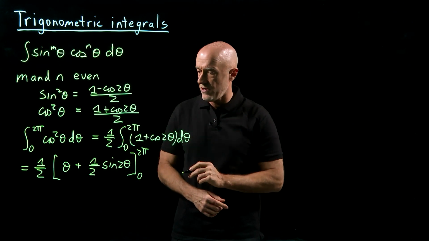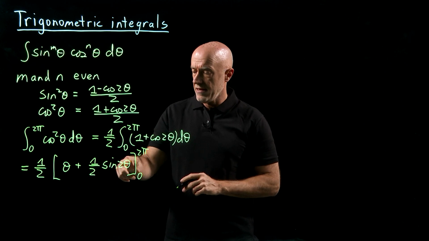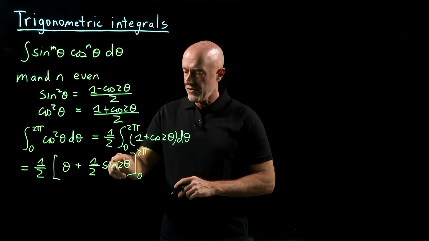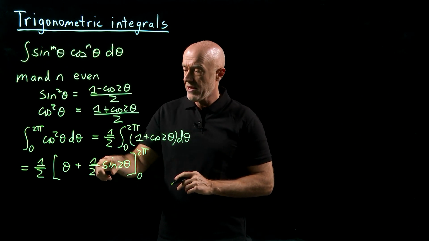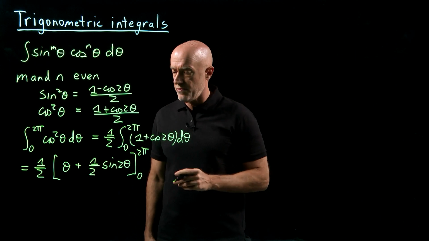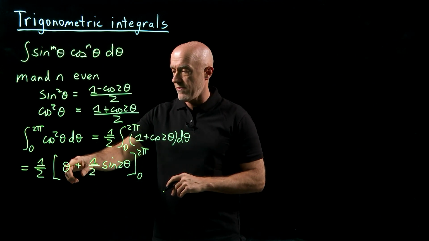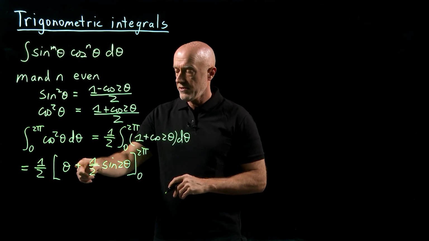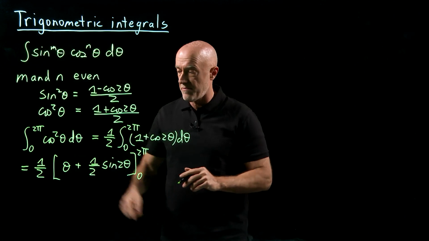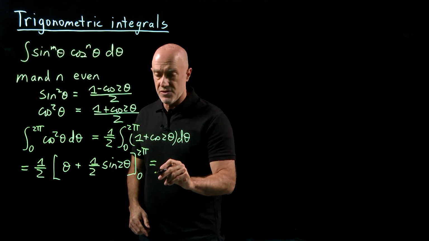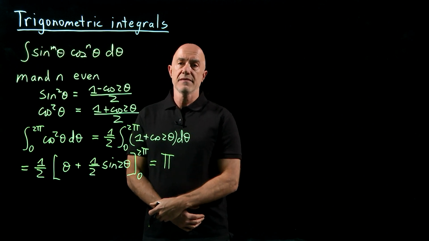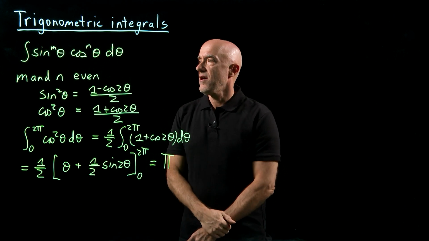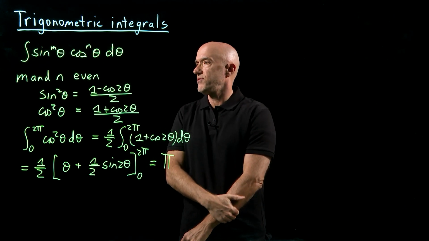It's a definite integral. If you look at sine of 2 times 2 pi, that's sine of 4 pi. That's 0. If you look at sine of 0, that's also 0. So this second term here doesn't contribute. The only contribution is from the theta term. The 0 on the bottom also doesn't contribute. So it's just theta at 2 pi divided by 2. So 2 pi divided by 2 is just pi. Okay. So that's the case where m and n are even positive integers.